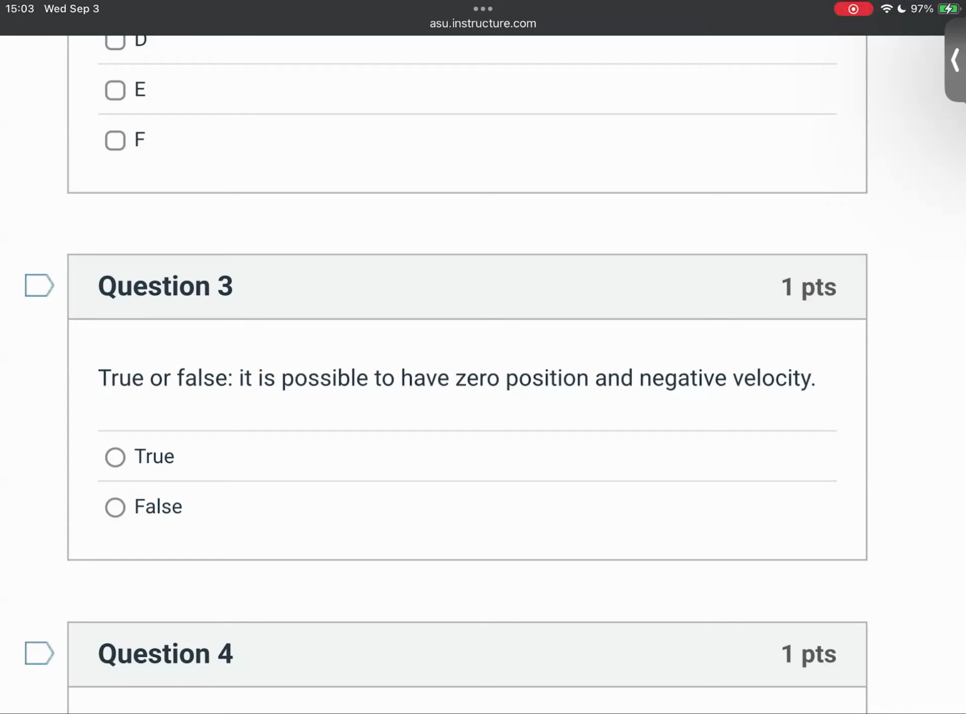Let me flip it around. Is it possible to have zero velocity and negative position? What do you think? Google form, G. Yes or no? Do you think it is possible to have negative position and zero velocity? Okay, chop chop, quick think about it. Let's see. Great. 95% of you got it correct.